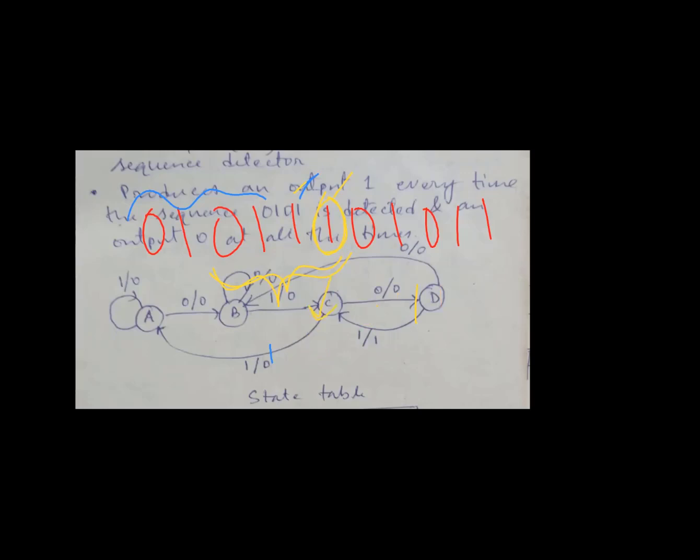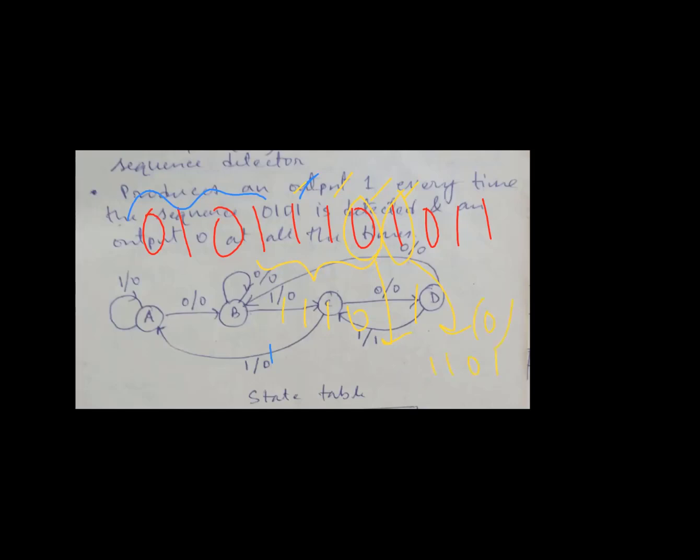Now look at this 0. Again look at the last 4 bits. The last 4 bits are 1110, so it is not our sequence. So for this 0, output is 0. Now we scan this one. For this one also, the last 4 bits are 1101. So output is 0.